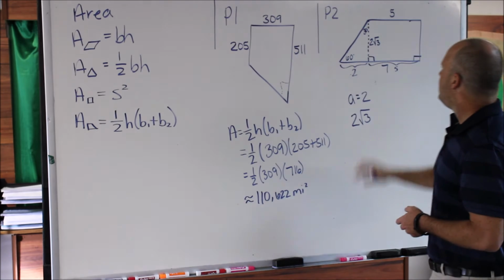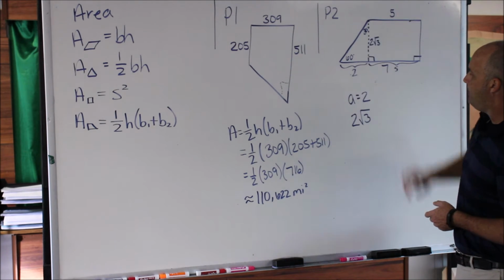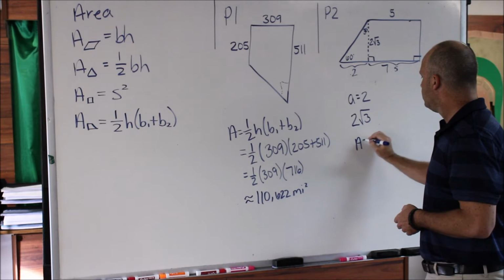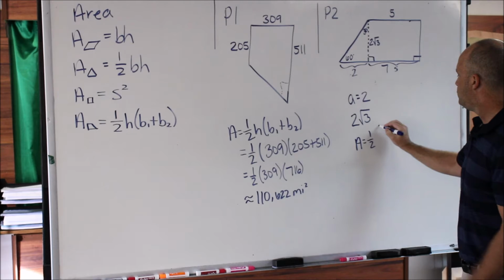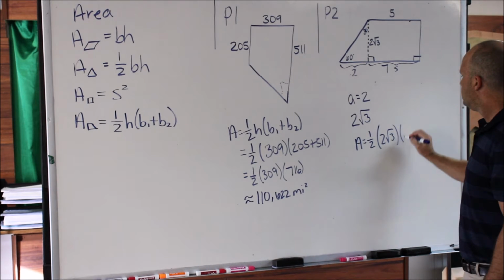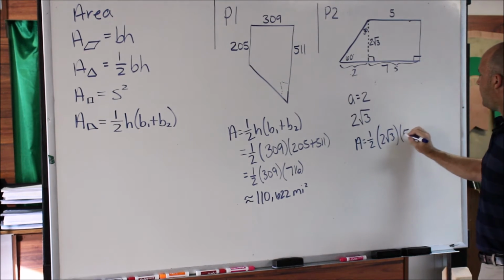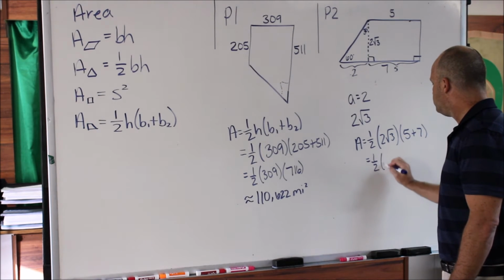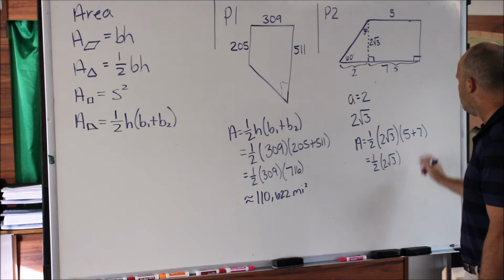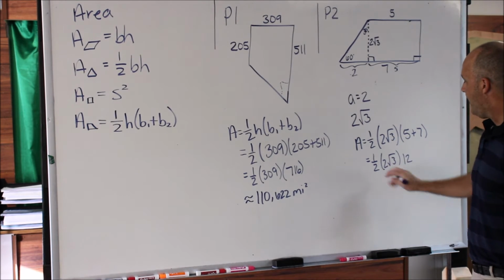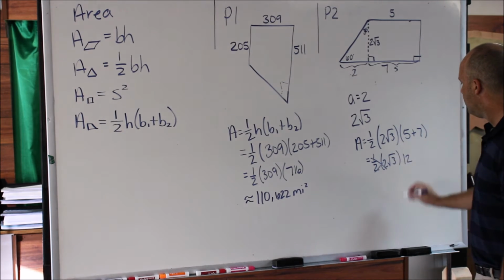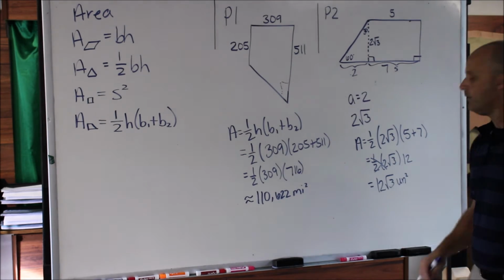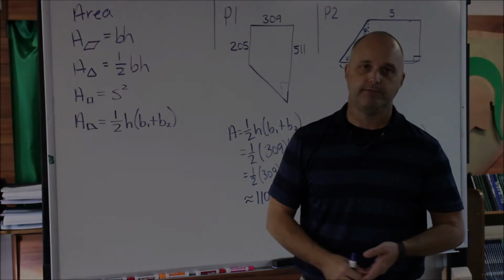Now that we've got this height and we've got both bases, we can take this formula and start plugging in. So A equals 1/2 of the height, which is 2 square root of 3, times the sum of the bases, so 5 plus 7. So we get 1/2 times 2 square root of 3 times 12. Half and 2 cancel out, so we're left with 12 square root of 3 units squared. And that's going to be your solution for that trapezoid.